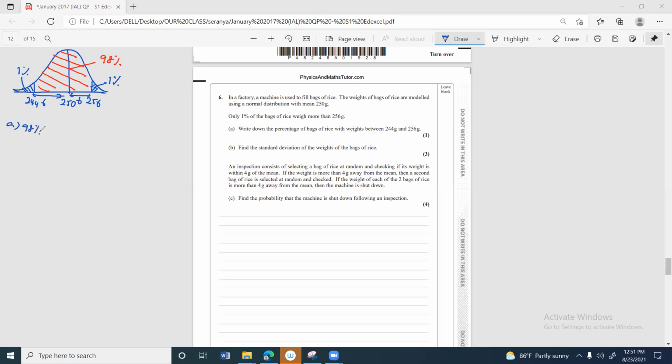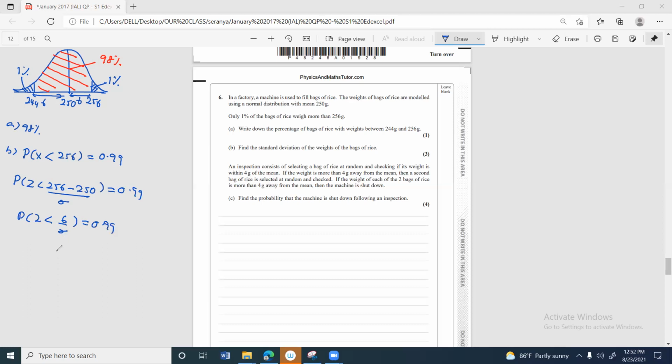Find the standard deviation of the weight of the bags. This is pretty simple; I can use this technique over here. We know that 1% of the bags are more than 256. That means 99% of the bags are less than 256, and 99% means the probability is 0.99. Then what you need to do is first make them into standard normal: Z is less than 256 minus 250 divided by sigma, equals 0.99. Then you can write Z is less than 6 over sigma is 0.99.